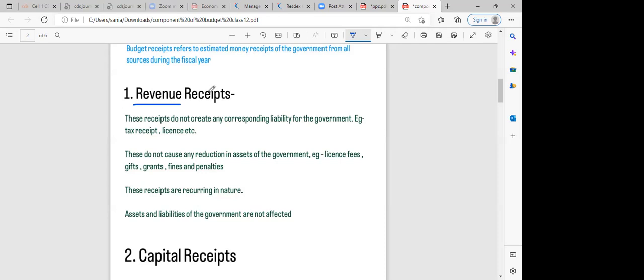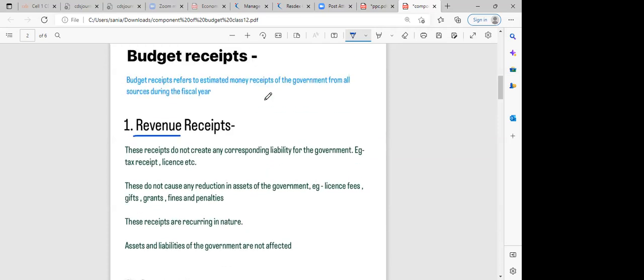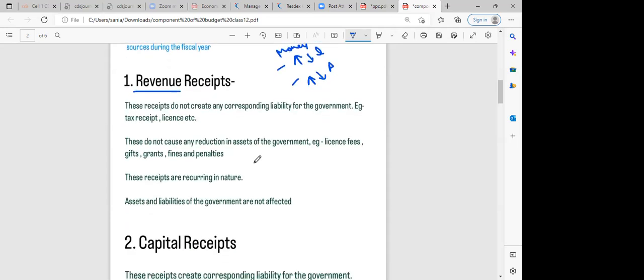Okay. So in revenue receipt, what happened? These receipts do not create corresponding liability. Like no liability is in there. For example, tax receipts, license fees, etc. These do not cause any reduction in assets. Because of these receipts, there is no reduction in asset. What I told you, receipt means getting money. There are two chances. Either your liability will be increased or decreased, and your asset will be increased or decreased. Right? But over here, in revenue receipt, your liability does not increase. And similarly, there is no reduction in the asset.